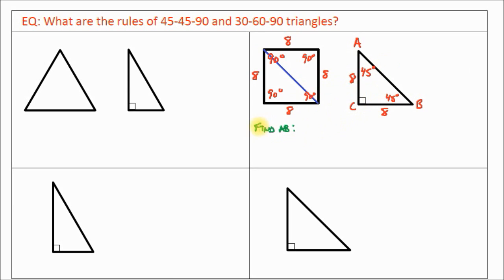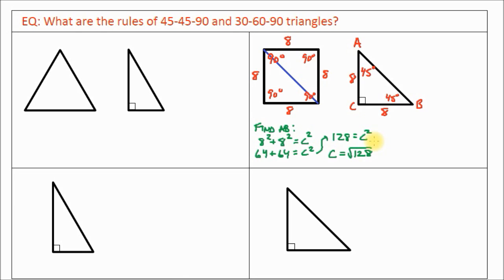Well, we're going to use the Pythagorean theorem because we have a right triangle. So we're going to go 8 squared plus 8 squared equals C squared. That's because one of our legs is 8, the other leg is 8, and C is going to be our hypotenuse. If we square these numbers, we get 64 plus 64 equals C squared. So we find out that 128 equals C squared. We're going to square root both sides, and we end up with C equals the square root of 128.